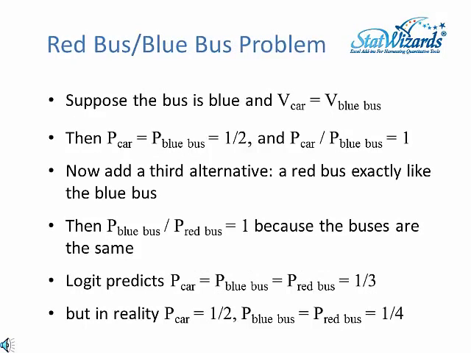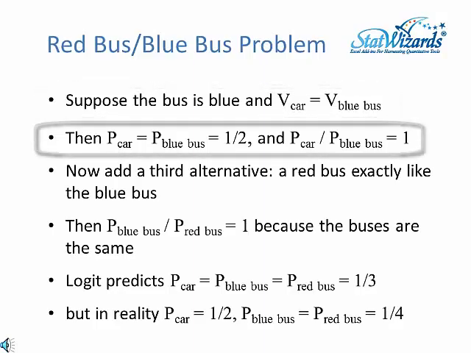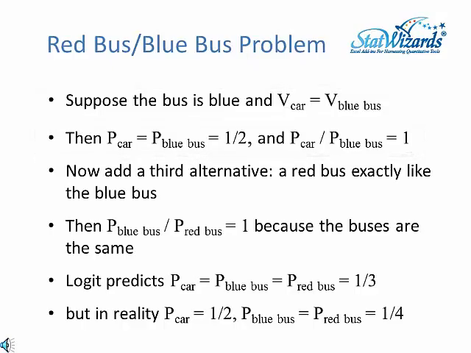The best way to illustrate problems that arise from the IIA assumption is to use an example. One that's commonly employed is something called the red bus, blue bus problem. Suppose there's one bus on the route, a blue bus, and suppose for now that the value of taking a car just equals the value of taking a bus. Then the probability of commuting by car equals 50%, the same as the probability for commuting by bus.